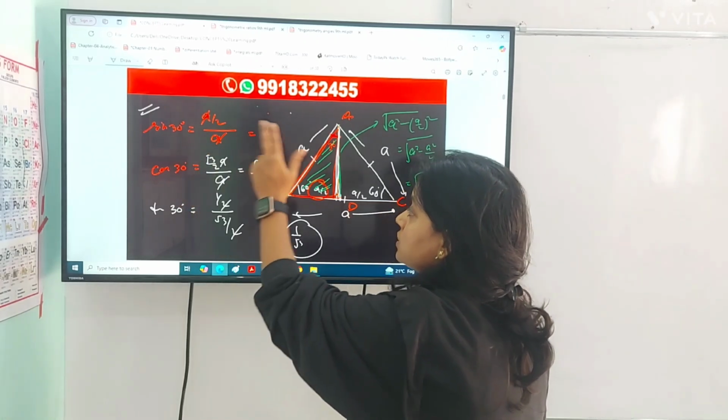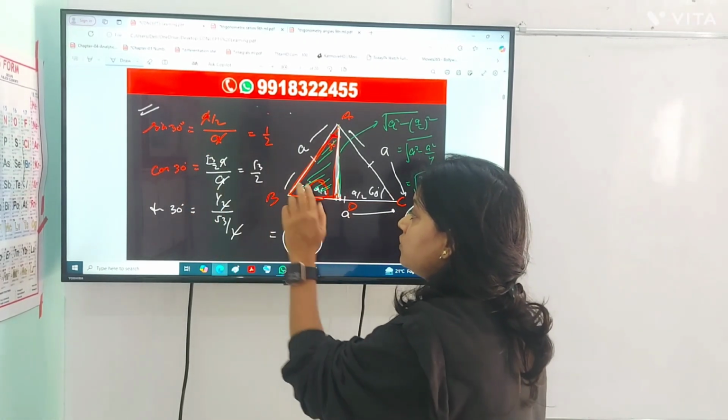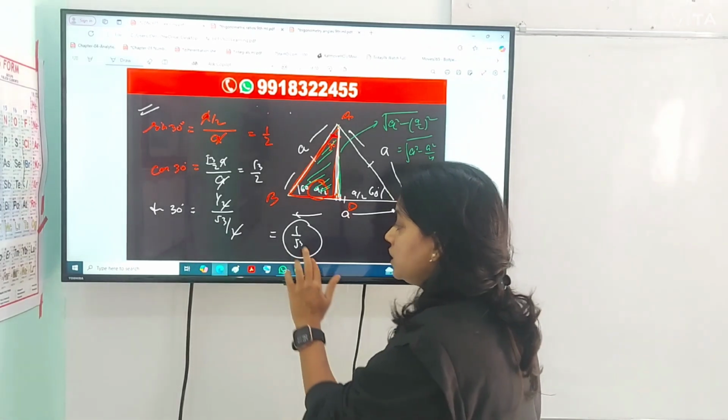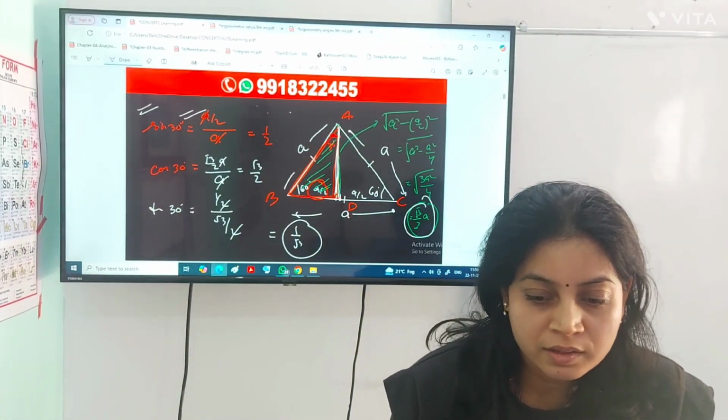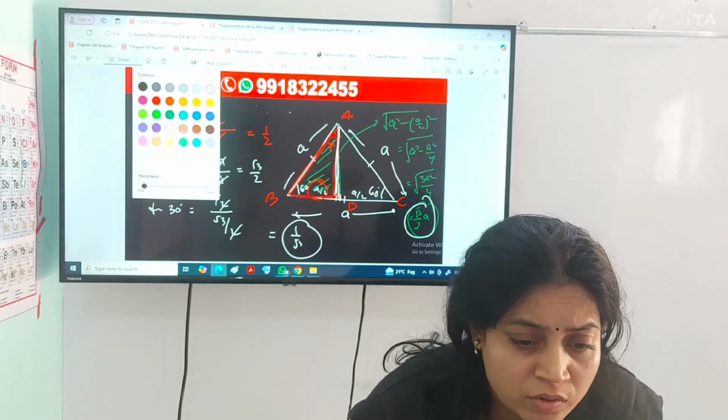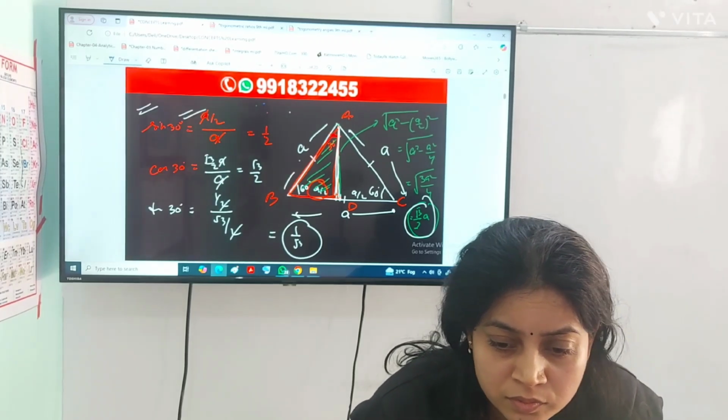If we do the reciprocal, the reciprocal of sin 30 will be cosec 30, which will be 2. Sec 30 will be 2 by root 3, and cot 30 will be root 3. So these were the values for this angle.